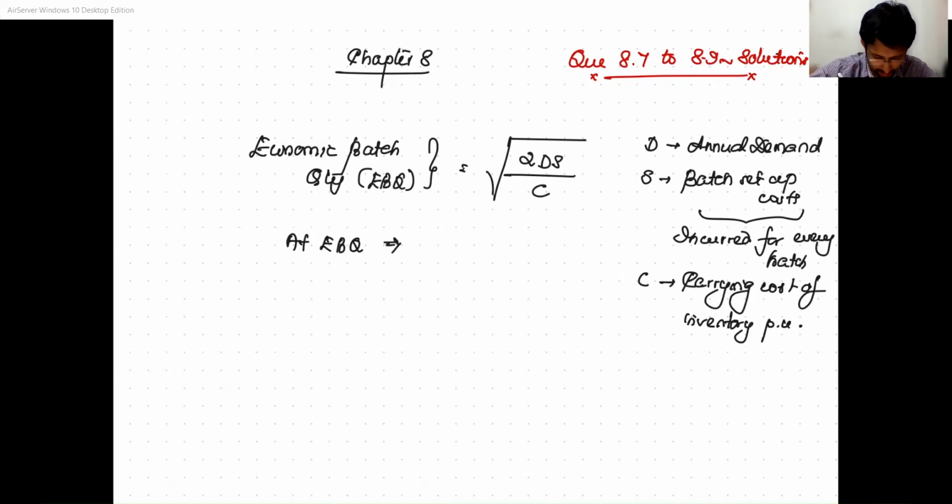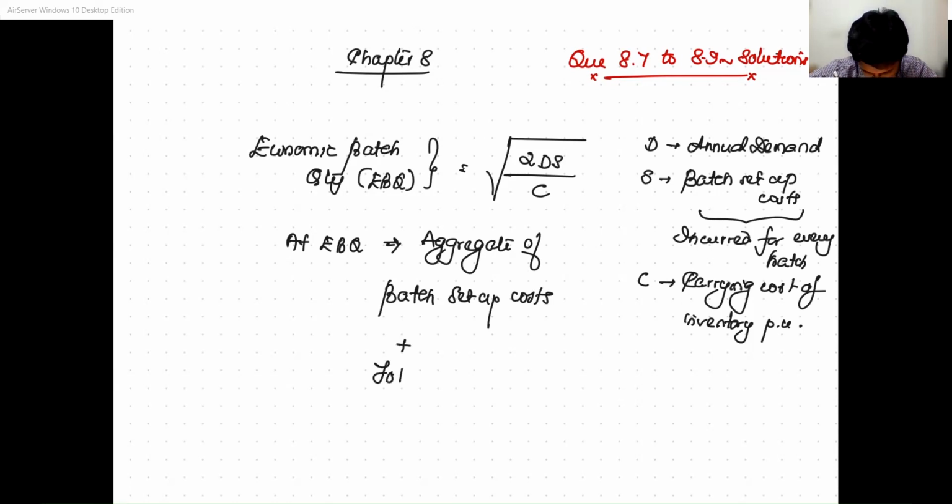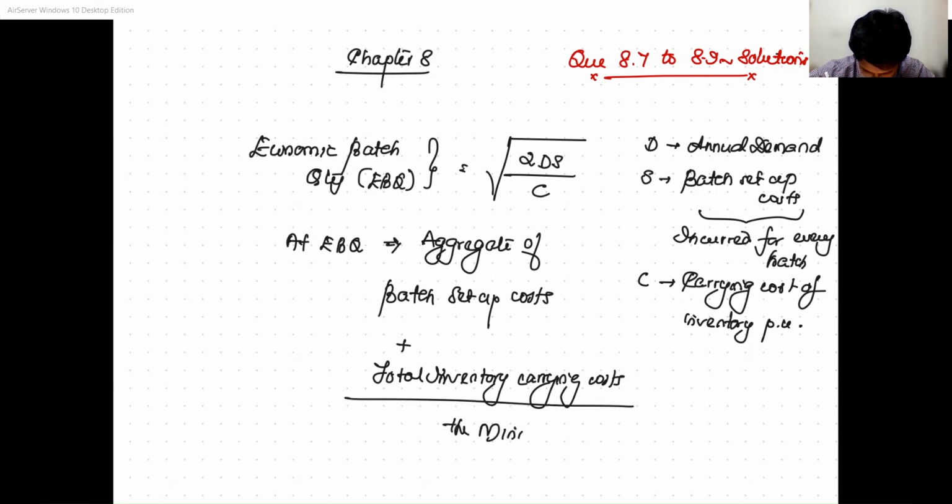And at EBQ, what is the advantage? The aggregate of total batch setup cost plus total inventory carrying cost will be the minimum. This is our objective. So at EBQ, the aggregate of total batch setup cost and total inventory carrying cost will be minimum.